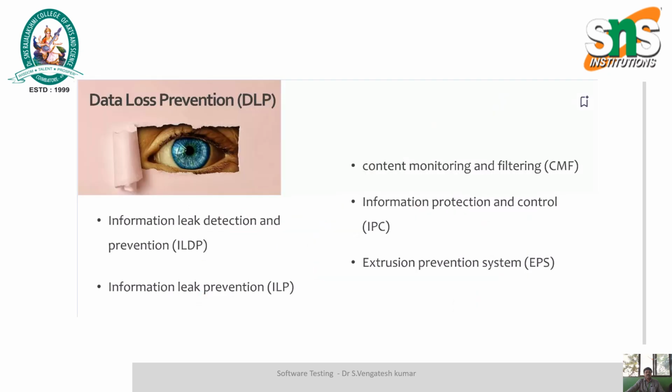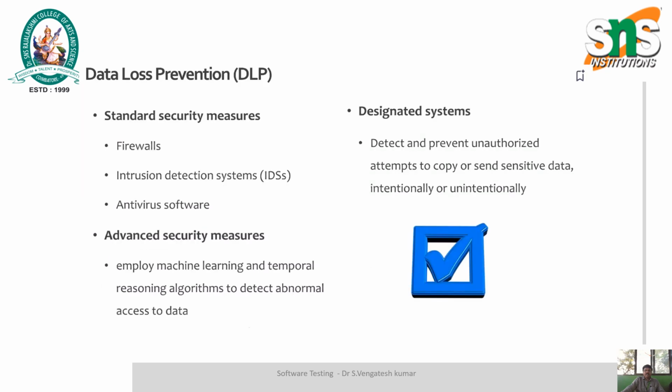In data loss prevention, information leak detection and prevention are to be monitored here. How does information get leaked and how does it get prevented? Information leak prevention, what measures we take for it, content monitoring and filtering are also looked at here, and information protection and control, how the information is controlled and protected, and execution and prevention systems are also classified here. In this case, the standard security measures are to be followed, advanced security measures have to be followed, and designated systems have to be followed.